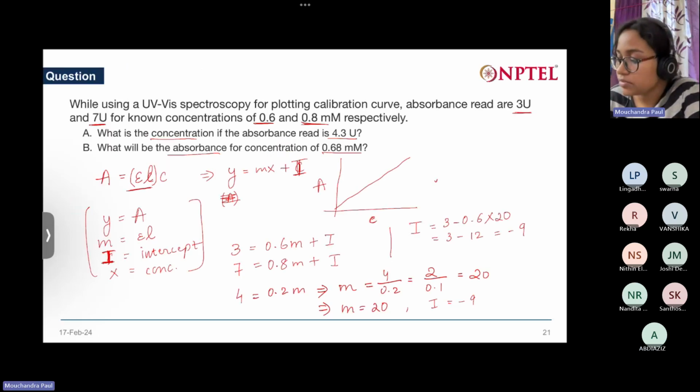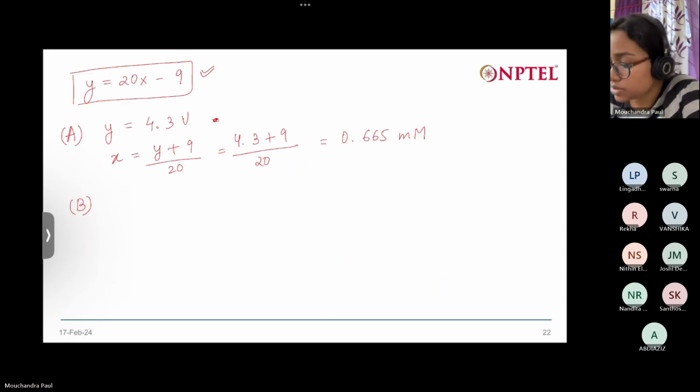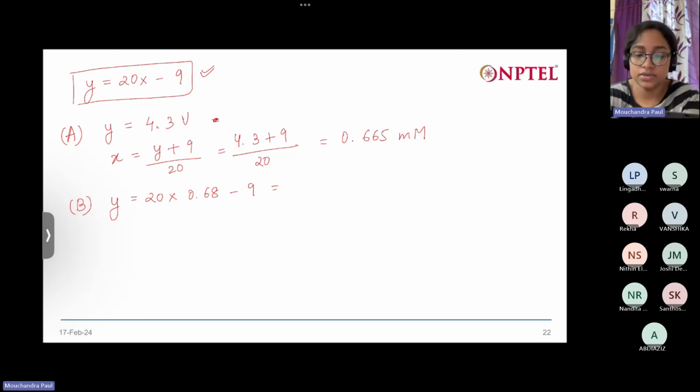For part B, we are given the concentration value. We have to find the absorbance. Concentration is 0.68 millimolar, so Y we have to find out. So Y equals 20 times X, where X we know is 0.68 millimolar, minus 9. Again, you can use a calculator to solve this. So I got a Y value of 4.6 units.